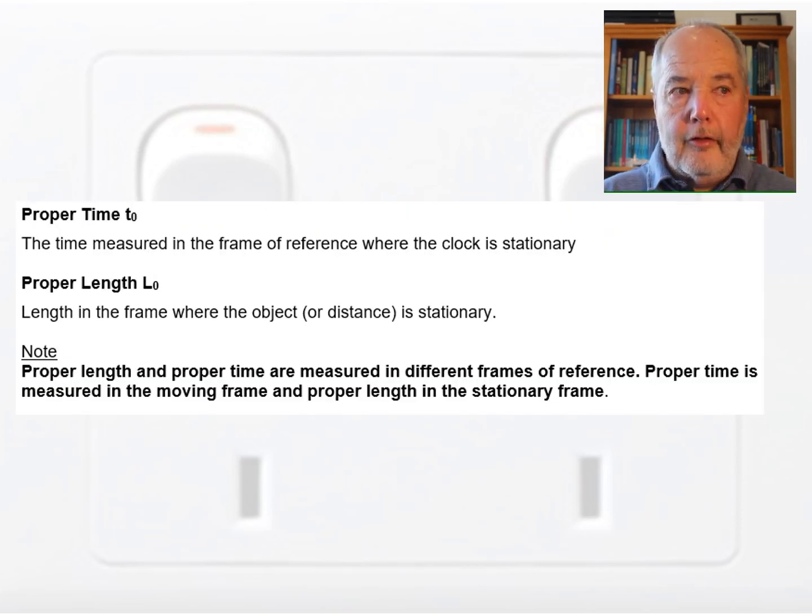Proper time is the time measured in the frame of reference where the clock is stationary. Proper length, L0, is the length in the frame where the object or the distance is stationary. You need to be aware that proper length and proper time are measured in different frames. Proper time is measured in the moving frame and proper length is in the stationary frame.